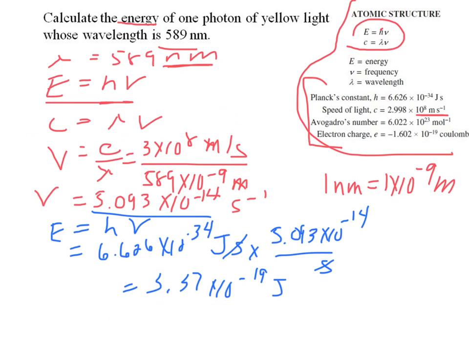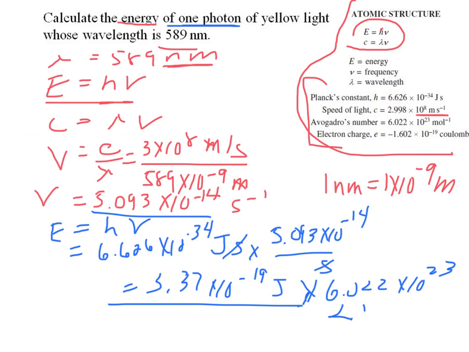And you know what? That looks like a really tiny number. But don't forget, I am just talking about one photon. If I wanted to know for a mole of photons, I could multiply this number times Avogadro's number. And when I do that, I end up with 2 times 10 to the 5 joules. I wasn't asked for that in the question, but it's a much bigger number when I'm talking about a reasonable sample.